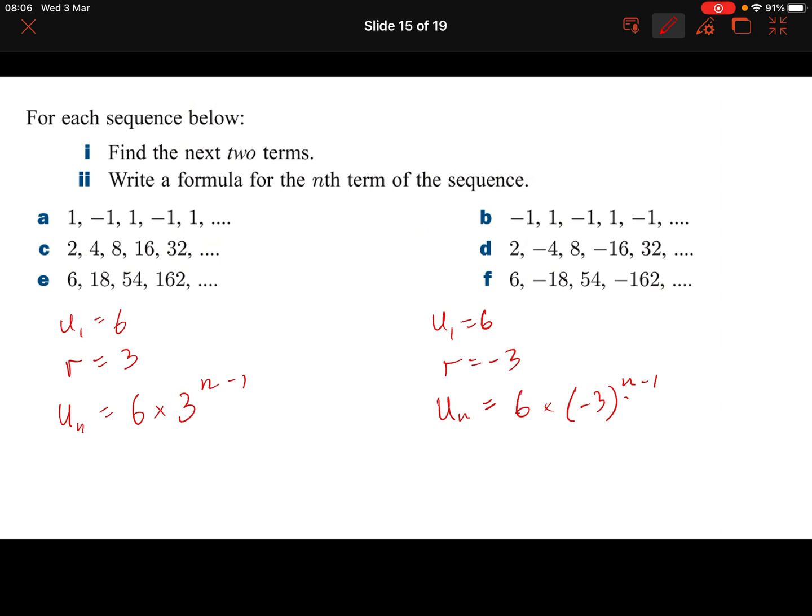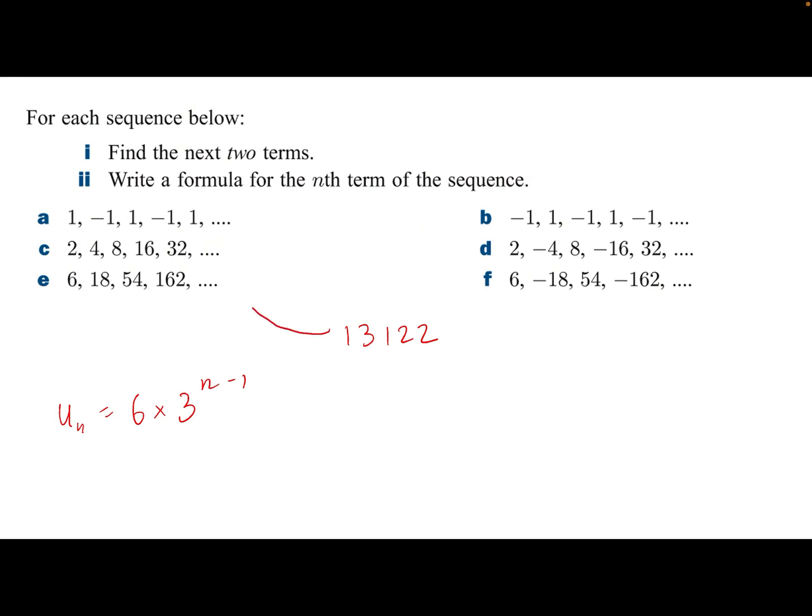Okay, and just a little additional question for you. Let's say we have a number, 13,122. What I'm saying is that it belongs in sequence E. What position is it in? Well, all I'm going to do is say 13,122, when is that equal to the nth term? And then I can find out the appropriate value of n.